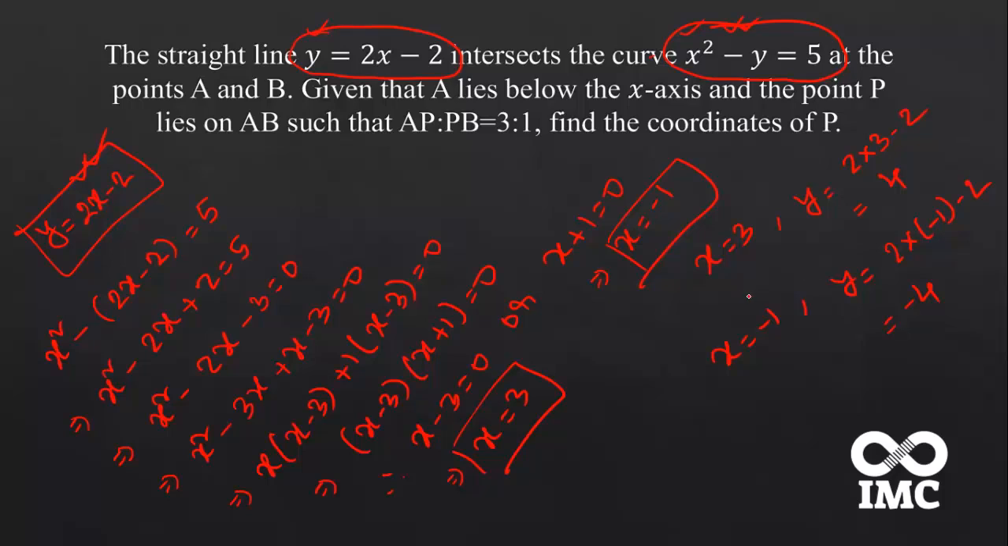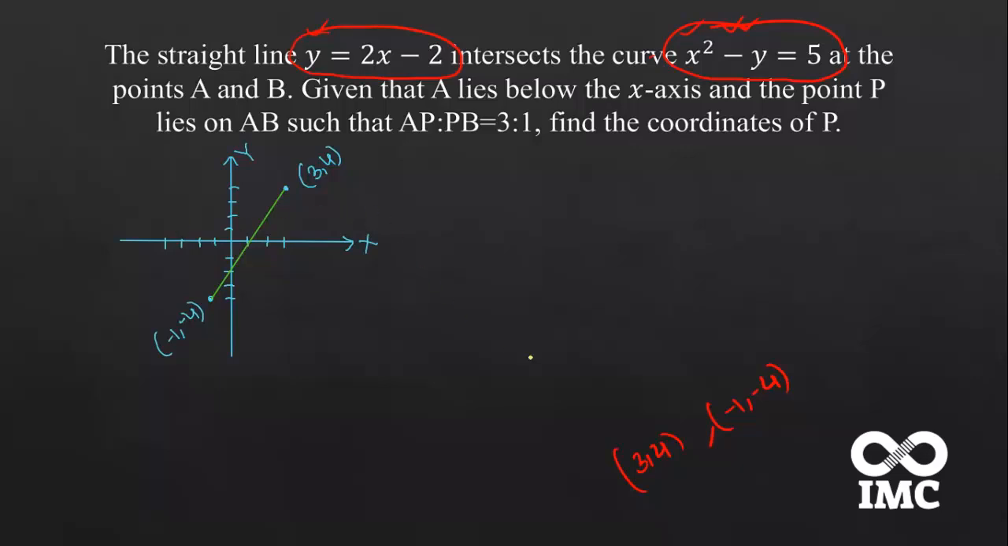Here we'll put these values on graph paper. So here we get 2 points. Point number 1 is (3, 4) and point number 2 is (-1, -4). Let's put these values on graph paper. So what will you get? Here on this graph paper we can see that this is the (3, 4) point and this is the (-1, -4) point.